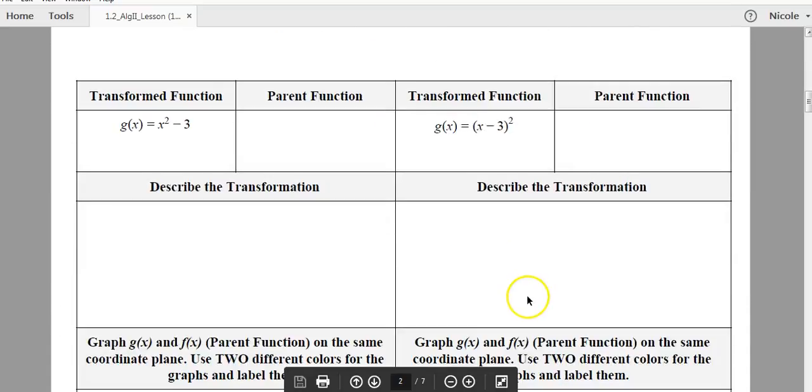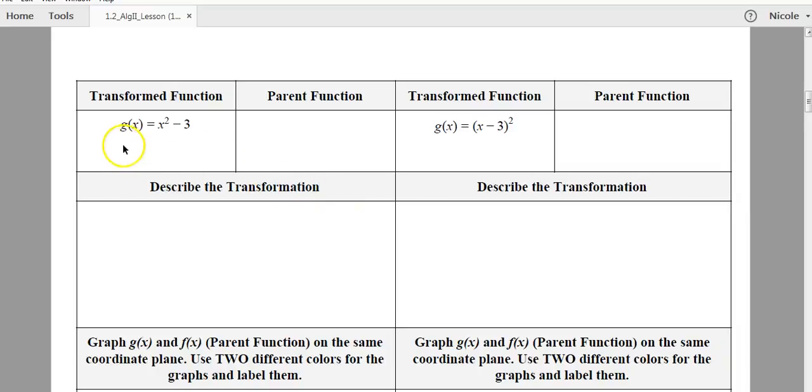So now, your next page, wherever it should be at, should look like this. And we are going to identify parent functions for g of x from its function rule. Then we're going to graph g of x on a calculator and describe the transformations. And I know you guys don't have a calculator, but we're going to improvise. So the first thing we need to do is find out what the parent function is for each of these.